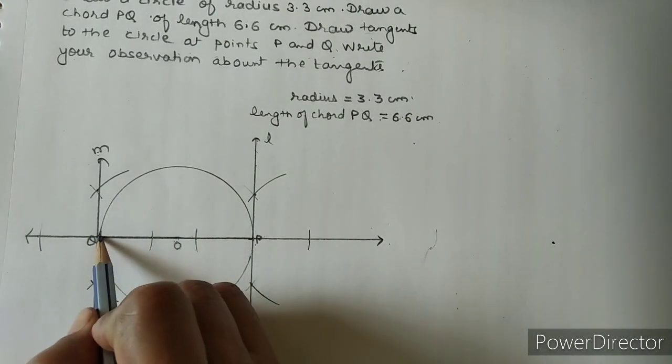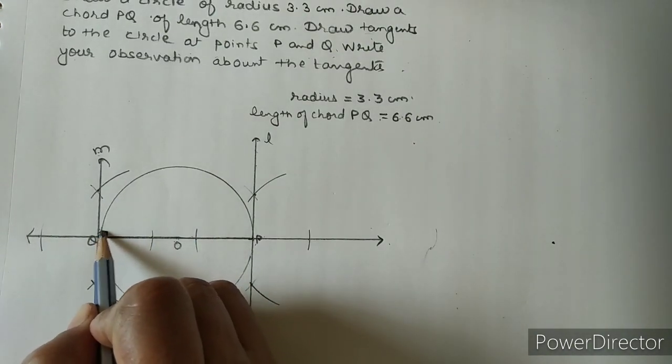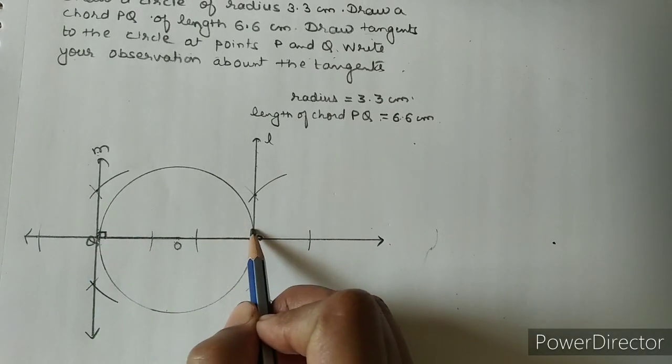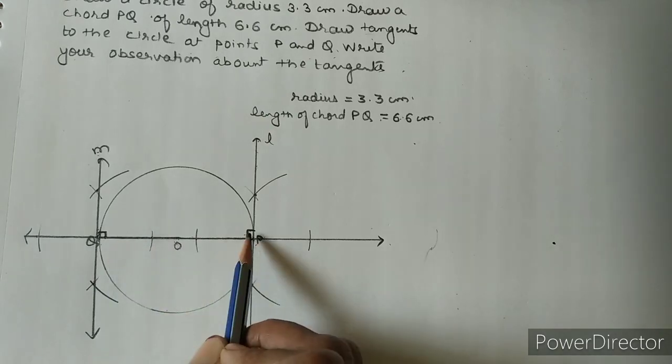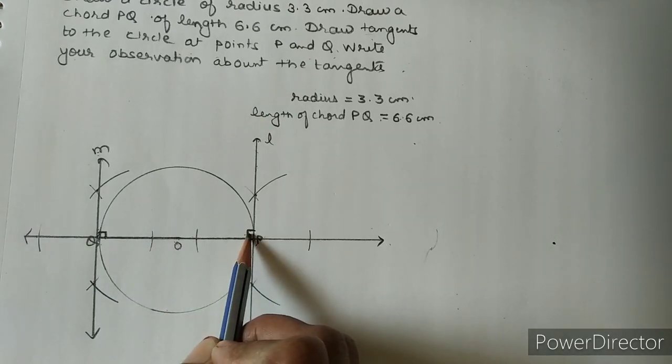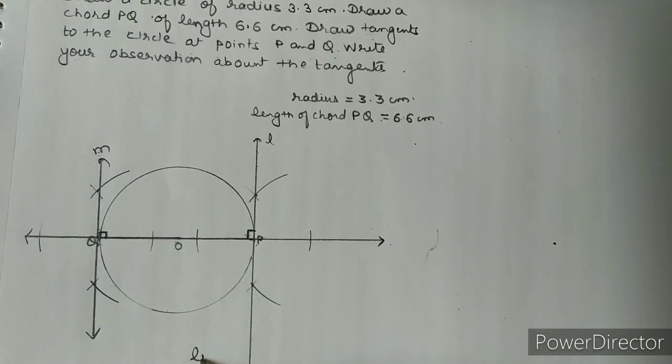Now we know that this is radius and this is tangent, therefore this is 90 and this is also 90. That means interior angles are supplementary, and therefore we can say that these tangents are parallel. Line L is parallel to line M. Line L and M are tangents and these are parallel.